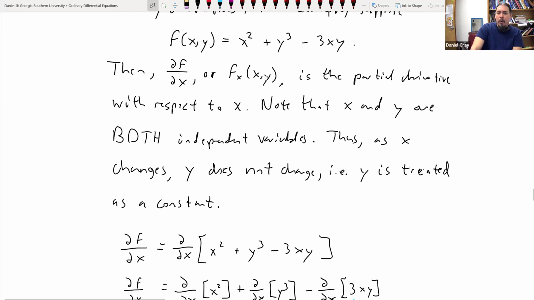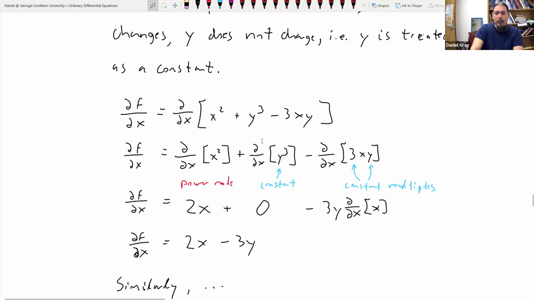Now, x and y, those are two independent variables. As x changes, y is not changing. As y changes, x is not changing. So when we write partial derivative of f with respect to x, remember that's a rate of change. We're asking how much does the functional value f change as x changes only, right? Fair enough. So only x is changing here, and another way to say that is, well, if y is not changing, then y is a constant. So we're going to treat y like it's a constant if we're taking the derivative with respect to x. So let me show you here.